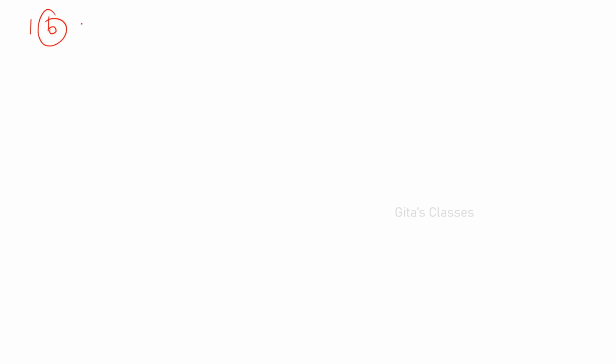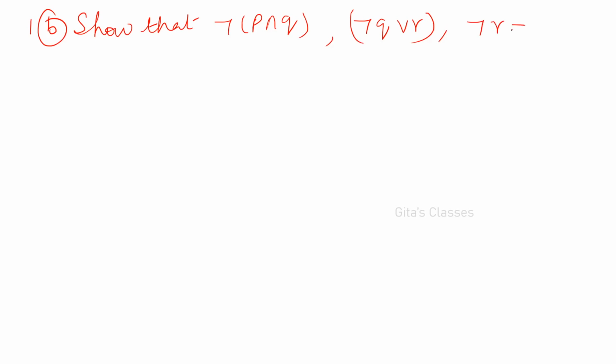Show that not of (P and Q), not Q or R, then not R implies not P. So this is our H1, H2, H3. These are the premises and this is the conclusion, not P.